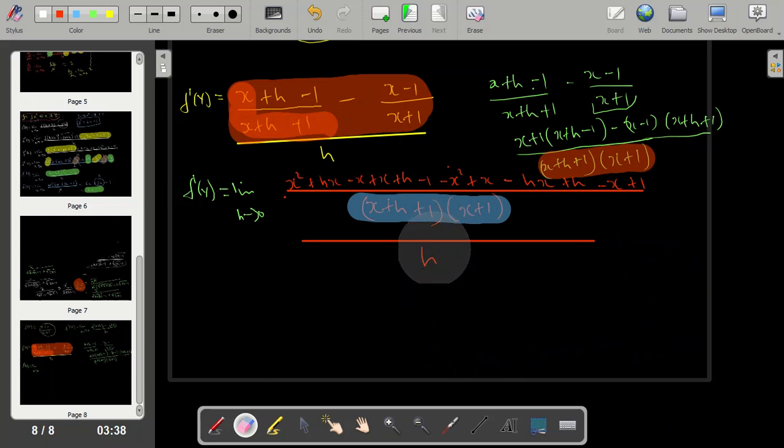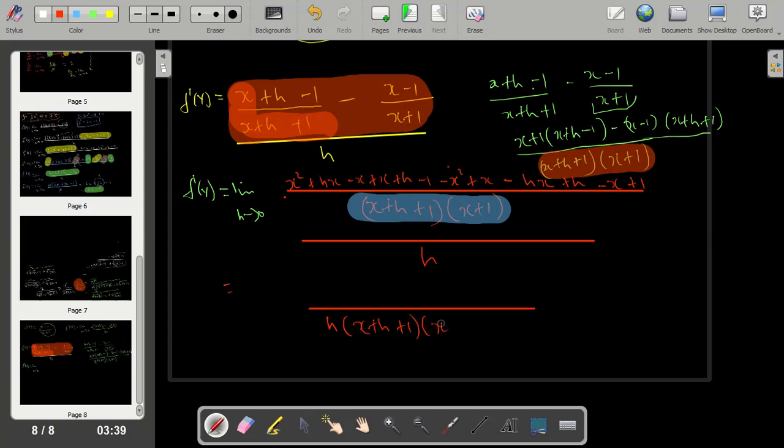So just bring this thing in the blue color, just multiply with the down part there. And what I mean is this, the down part is going to be h multiplying by this thing in blue, which is x plus h plus 1 multiplying x plus 1, like that. That is what I mean. So every time you have something like that, just bring it down.